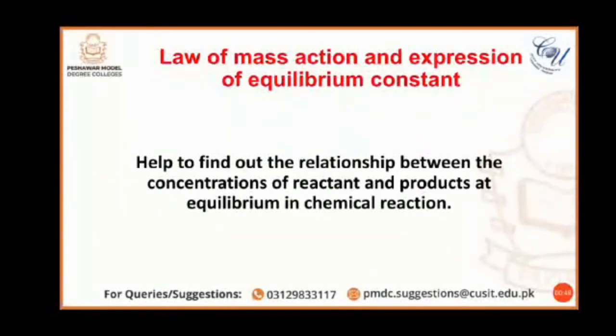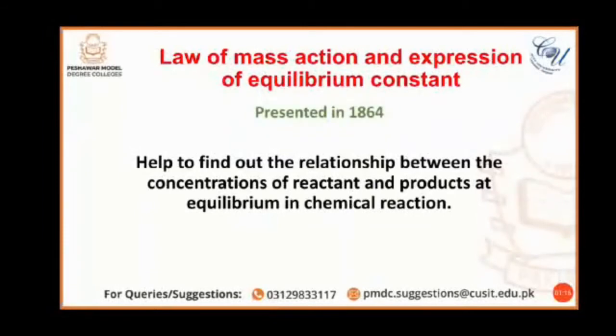Law of mass action helps us to find out the relationship between the concentration of reactants and products at equilibrium in a chemical reaction. It means that in this particular topic we are going to discuss the equilibrium reactions in which the rate of reverse reaction is equal to the rate of forward reaction. That is, the reactions are reversible.